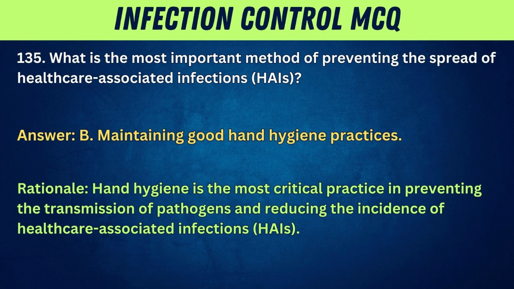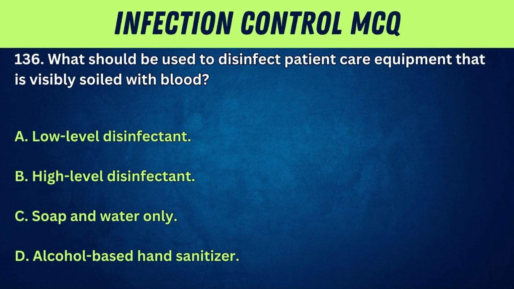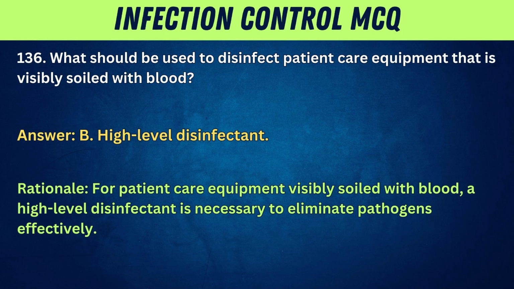Rationale: hand hygiene is the most critical practice in preventing the transmission of pathogens and reducing the incidence of healthcare-associated infections, HAIs. 136. What should be used to disinfect patient care equipment that is visibly soiled with blood? A. Low-level disinfectant. B. High-level disinfectant. C. Soap and water only. D. Alcohol-based hand sanitizer. Answer: B. High-level disinfectant. Rationale: for patient care equipment visibly soiled with blood, a high-level disinfectant is necessary to eliminate pathogens effectively.